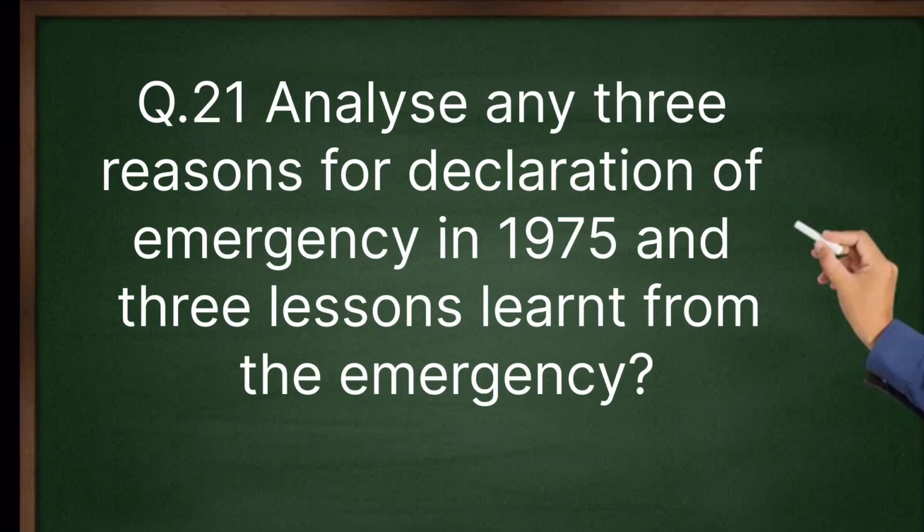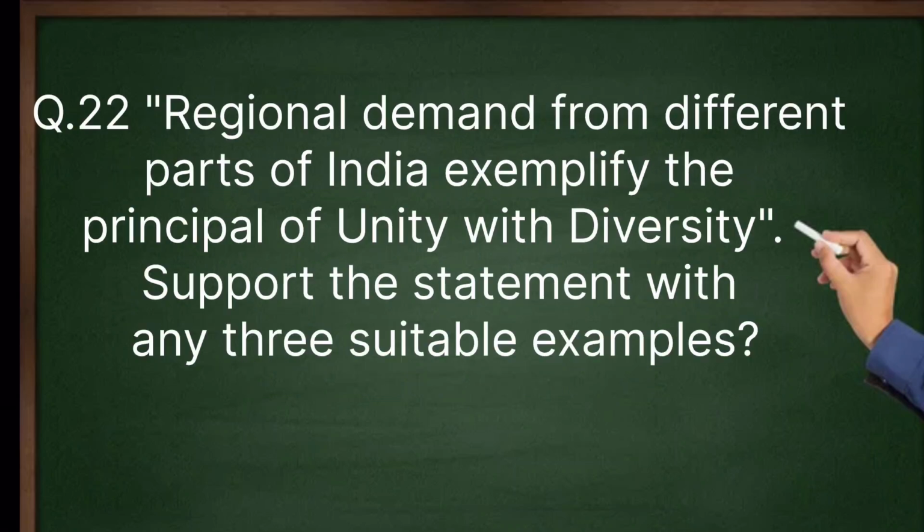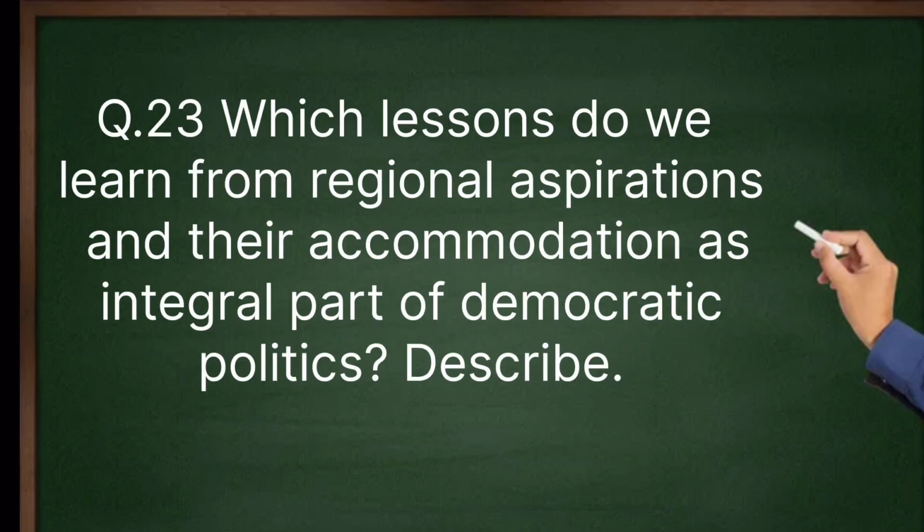Analyze any 3 reasons for declaration of emergency in 1975. Also explain 3 lessons learned from emergency. Regional demand from different parts of India exemplifies the principle of unity with diversity. Support the statement with any 3 suitable examples. Which lessons do we learn from regional aspirations and their accommodation as integral part of democratic politics? Describe.